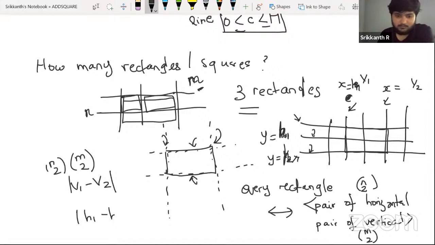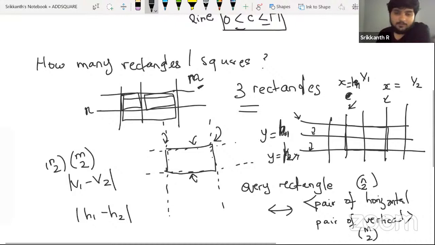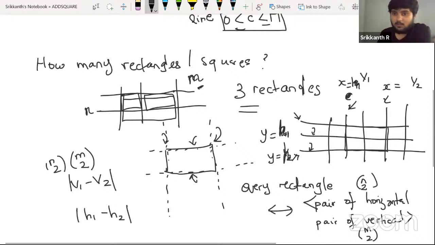So now, one thing that we should know is V1 and V2 are integers. So the sides are obviously integers as well. So we can easily visit all the rectangles and see how many of them are squares and count the distinct areas, etc.